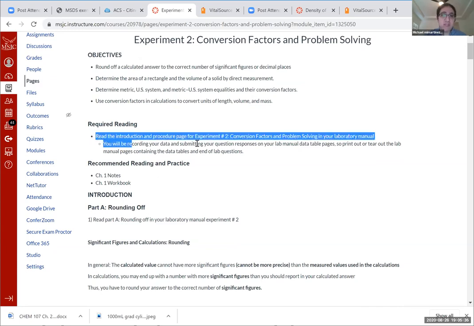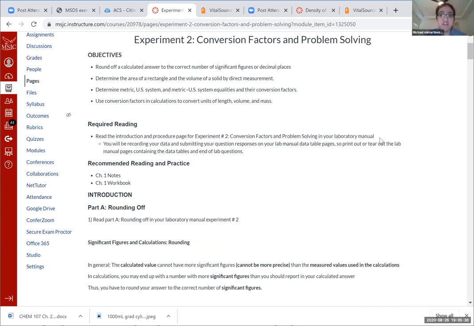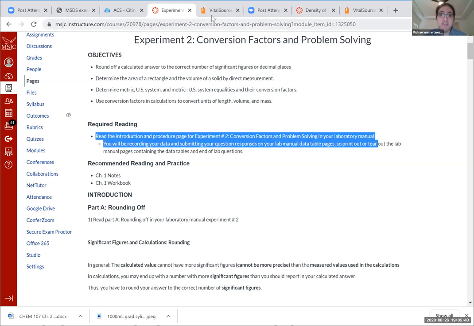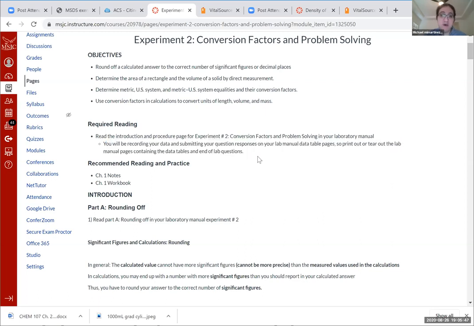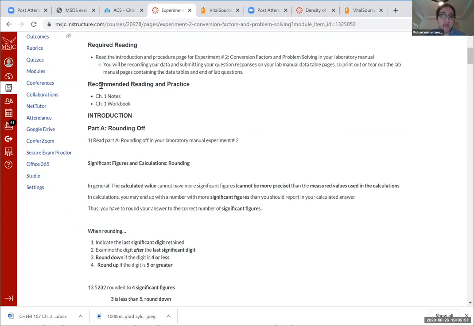For required reading, you're going to need to read the introduction and procedure page of experiment 2 in your lab manual. And you're going to be recording your data and submitting your question responses on the lab manual data pages. For recommended reading, I would recommend you look over the chapter 1 notes and the chapter 1 workbook.